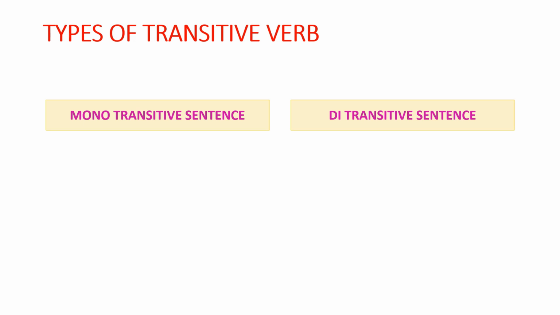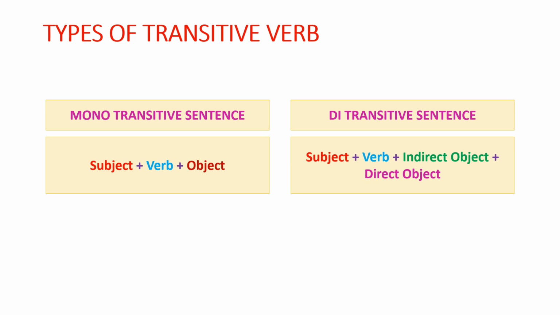Let's see about the types of transitive verb, which are monotransitive sentence and ditransitive sentence. The monotransitive sentences are made up of subject, verb, and the object. And the ditransitive sentences are made up of subject, verb, indirect object, and direct object. Here actually we have two objects. One is indirect object and the other one is direct object. Let's see some examples for these two types.